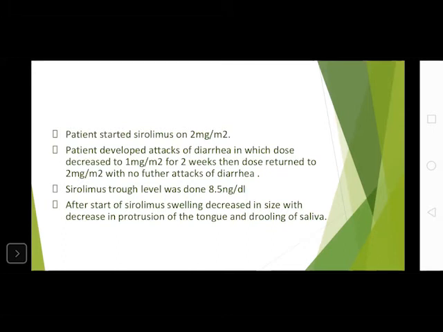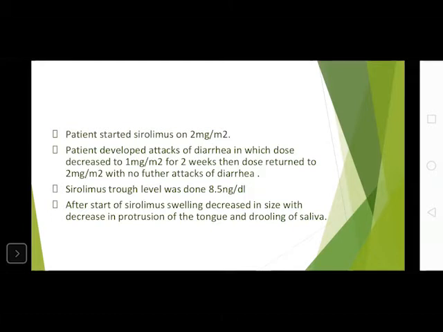Actually, we started with sirolimus, not bleomycin injection, as the patient has a shift of the airway to the contralateral side, and huge lesions in the neck and in the floor of the mouth. After bleomycin injection, the patient could have attacks of infection and inflammation, which may increase the risk to the airway. So we started with sirolimus. Sirolimus was started at 2 milligram per meter square.